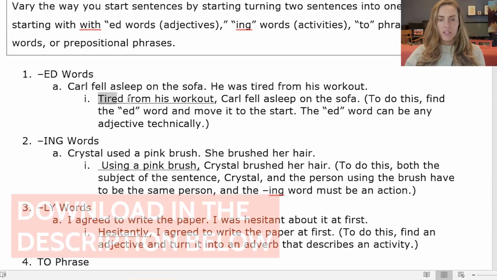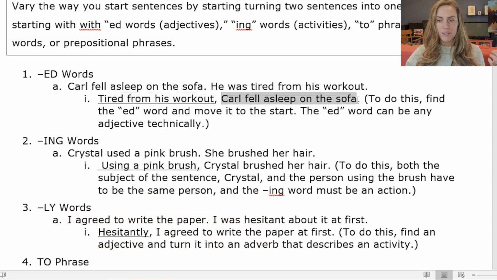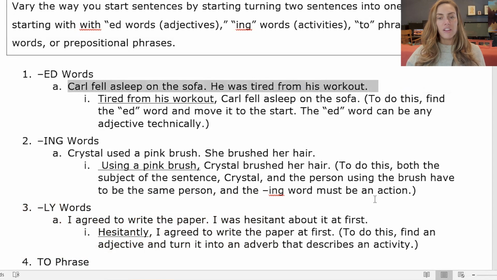So you can start a sentence with an ED word. Okay, so look at this example. Tired from his workout, Carl fell asleep on the sofa. Normally I would have just said, Carl fell asleep on the sofa, he was tired from his workout.